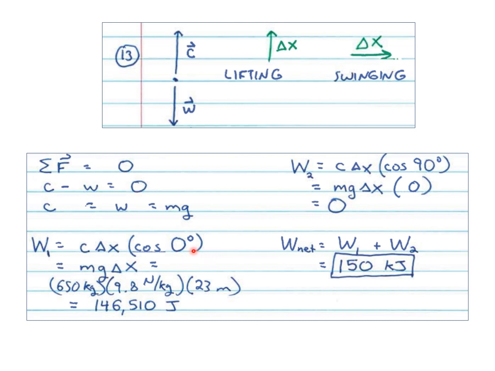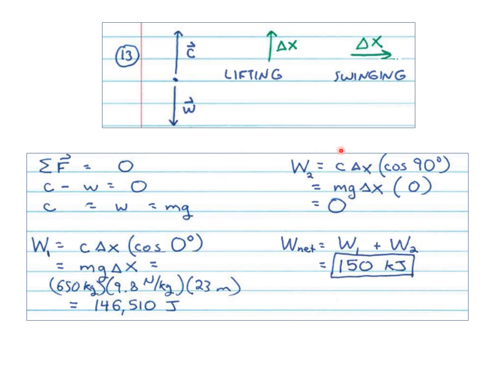And that becomes force of the crane. We got up here, mg, so mg delta x. We plug in those values, and we get 146,510 joules. Now we do the work when it's swinging to the right.